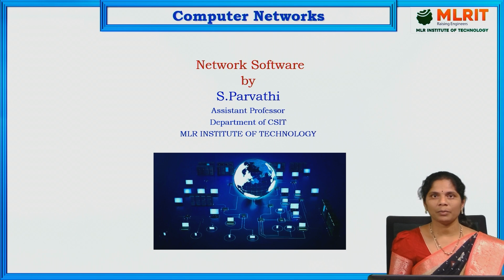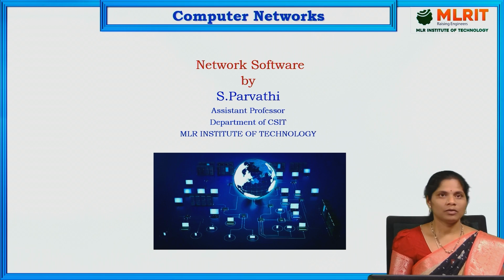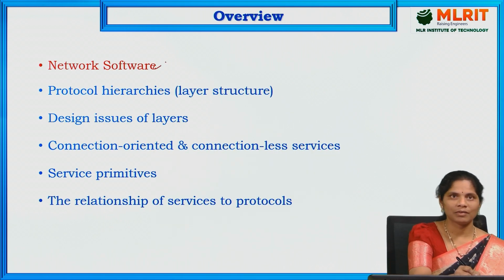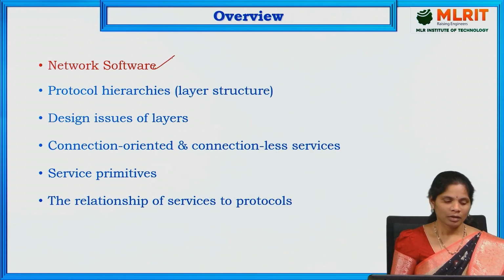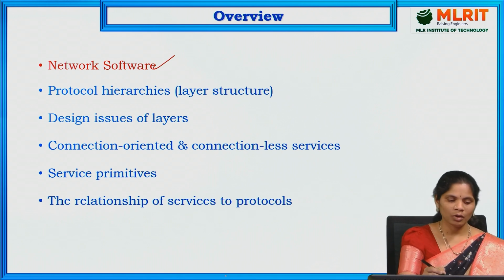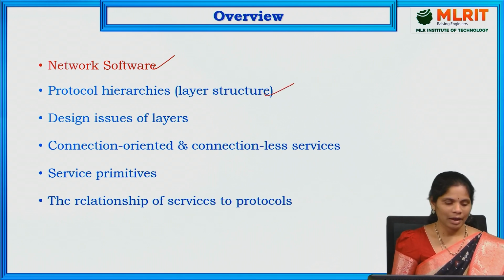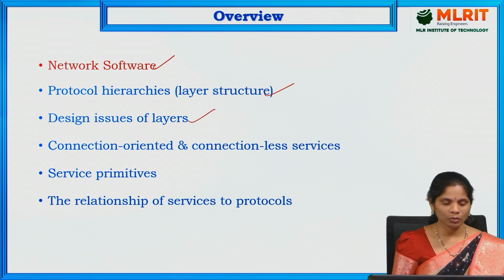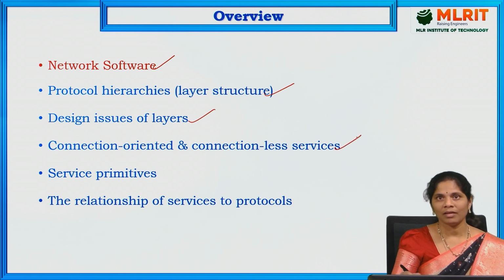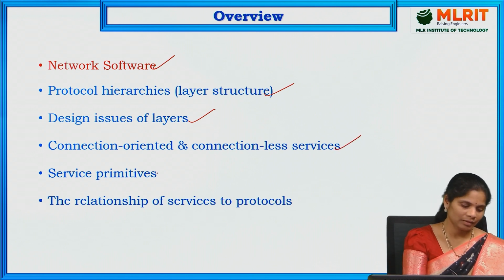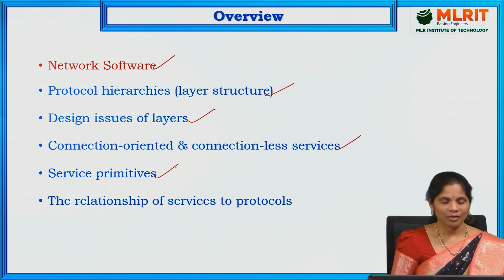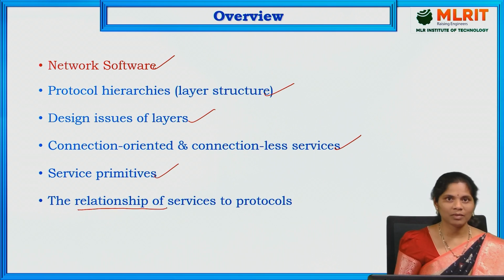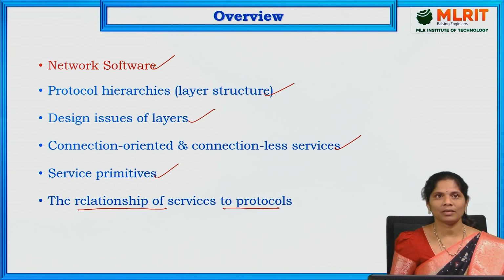In today's session, I am going to discuss network software. First, let us see the overview of today's session. Today, we are going to discuss what network software is. Then we will discuss the different categories of network software: protocol hierarchies, that is layer structure; design issues of the layers; connection-oriented and connectionless services in network software; service primitives in network software; and finally, the relationship of the services to the protocols in network software. These are all the categories in network software we are discussing in today's session.